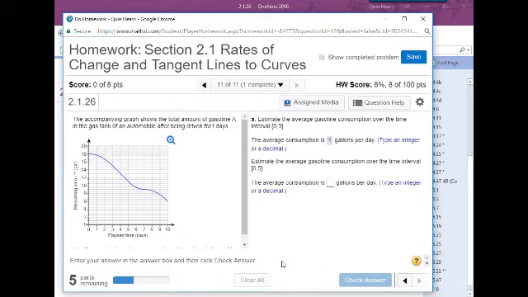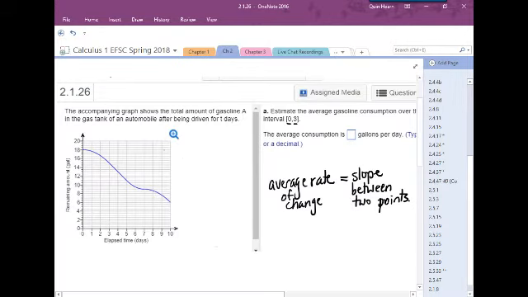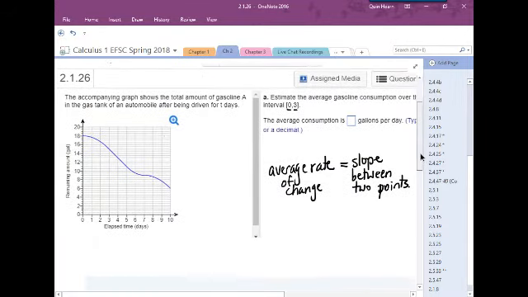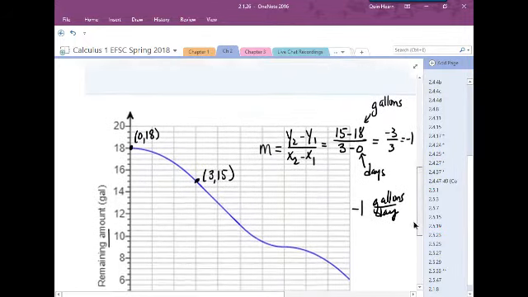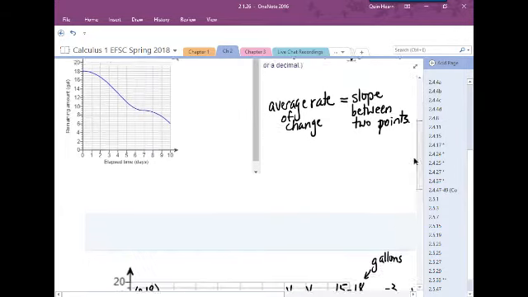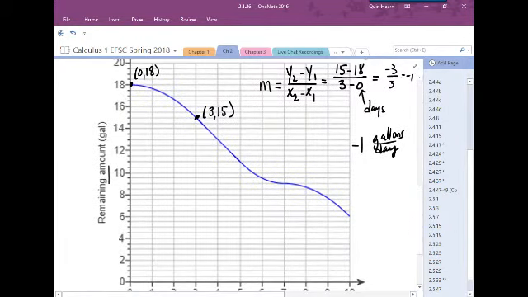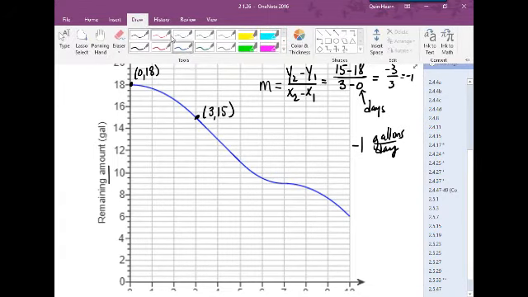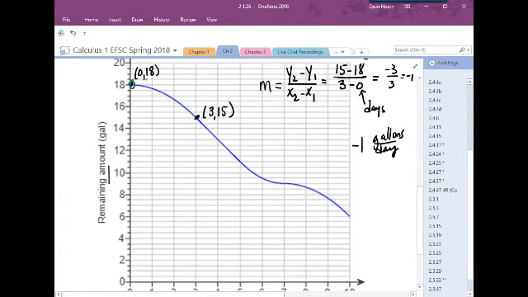Now it says estimate the average gasoline consumption over the time interval 0 to 5. So let's go back to our graph here. Let me put a 1 in here. Okay. Now from 0 to 5, we're talking about the point (0, 18) again, but let's do green ink. So we're going to do that point again, (0, 18), but then we're doing 5 and whatever line this is. That appears to be 11 there.